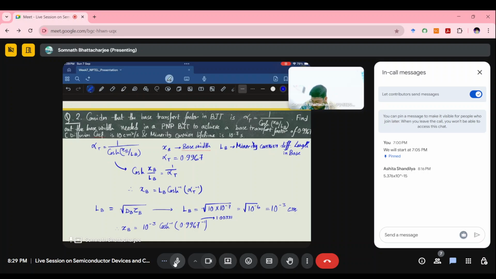1.00331. Now if we are doing this, it should be, the value should be 1.00.